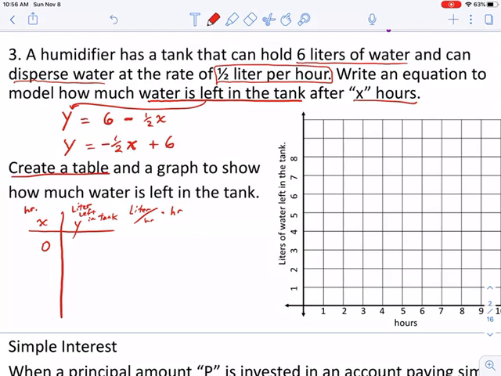And I think it's okay to use 0 hours. At 0 hours, there's 6 liters left in the tank. For every 1 hour, we're losing 1/2 liter, so that would be 5.5. So 2, go down another half, 5.